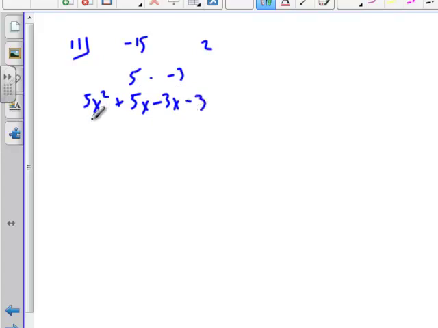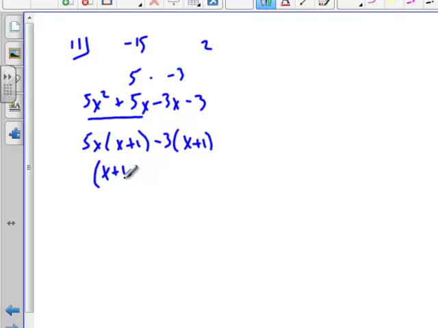So I'm going to factor 5x out of this first group. I'm left with x plus 1. Out of the second group, when that middle term is a negative, you probably want to be factoring out a negative number. In this case, I'm going to factor negative 3 out of there, and again, I'm left with an x plus 1. So my common expression is x plus 1, and when I take one of those out of there, I'm left with 5x minus 3. So that's our answer for number 11.